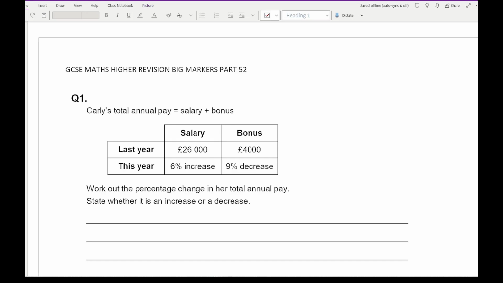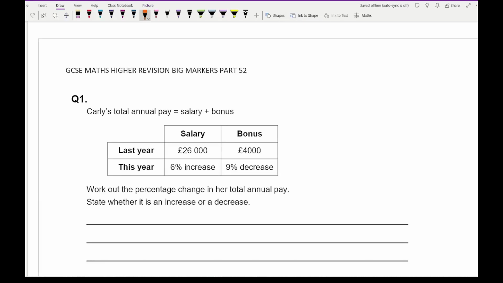So for this, what we need to first of all do is work out how much Carly got in her first year. So let's write that down. The first year she received £26,000 plus a bonus of £4,000, giving her an annual pay of £30,000. And let's just highlight that.